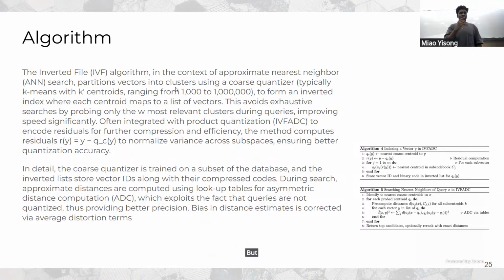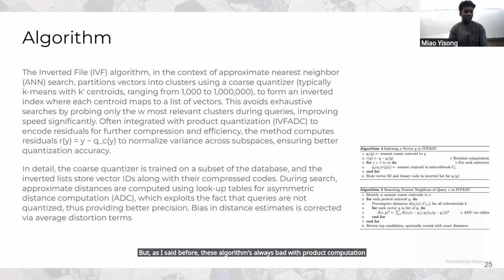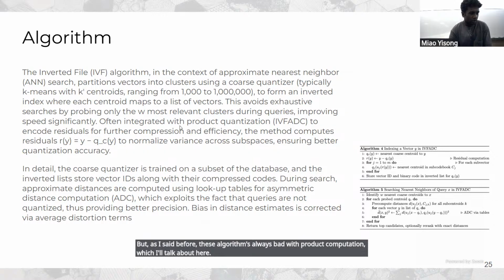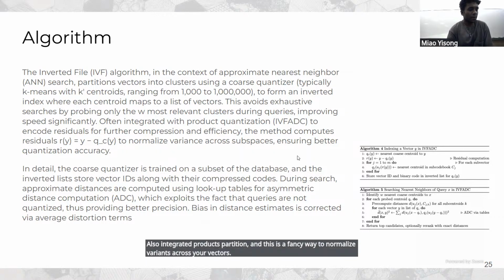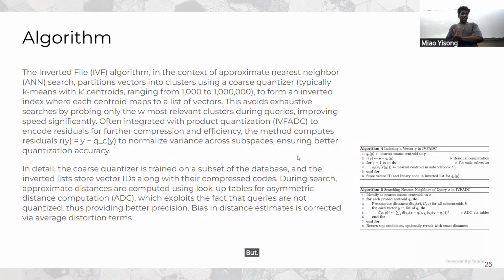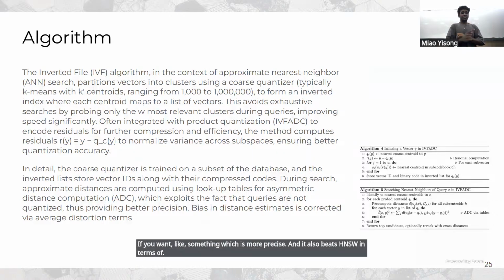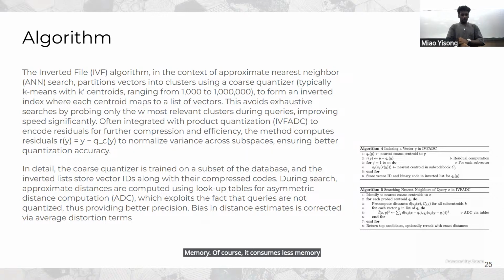But as I said before, this algorithm is always paired with product quantization, which I'll talk about later. It's a fancy way to normalize variance across your vectors. But at the end of the day, IVF is still a very popular algorithm if you want something more precise, and it also beats HNSW in terms of memory because it consumes less memory than HNSW.